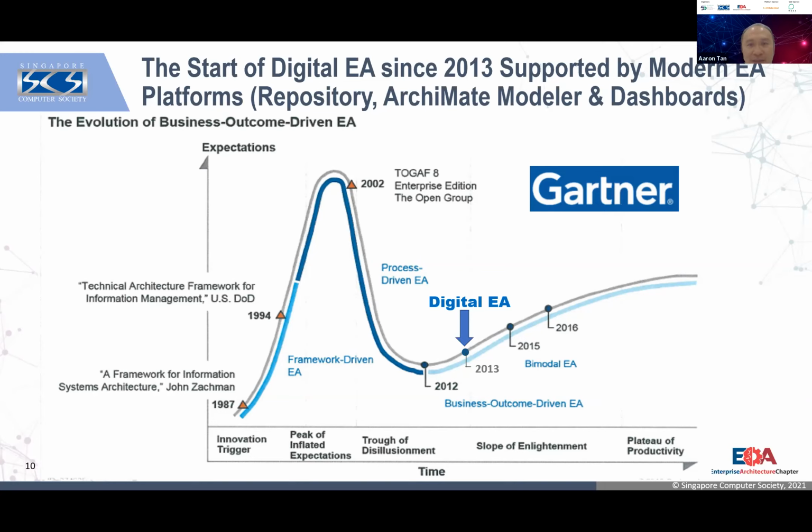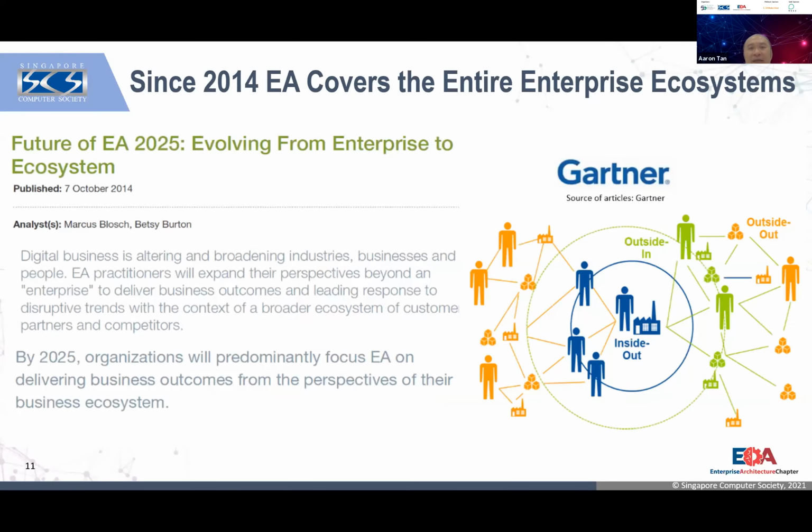So this is the context of digital EA being used for the first time in 2013, and now it's getting popular; you can Google it anywhere, and many articles mention it. Then in 2014, Gartner also modeled that the enterprise will evolve by 2025 into a highly connected entity, right? So basically inside out, outside in, and also outside out.